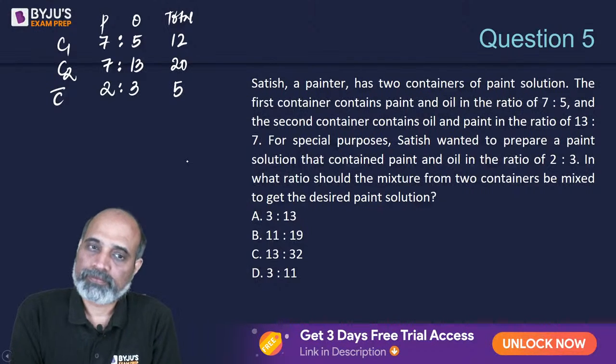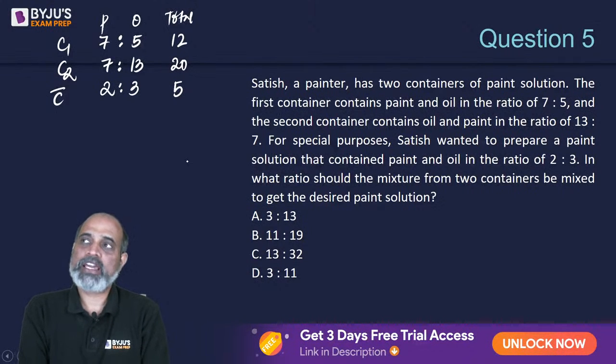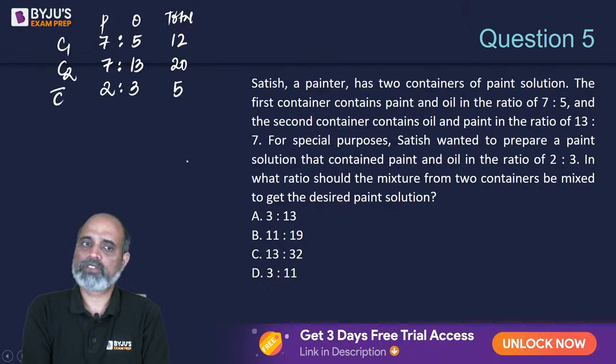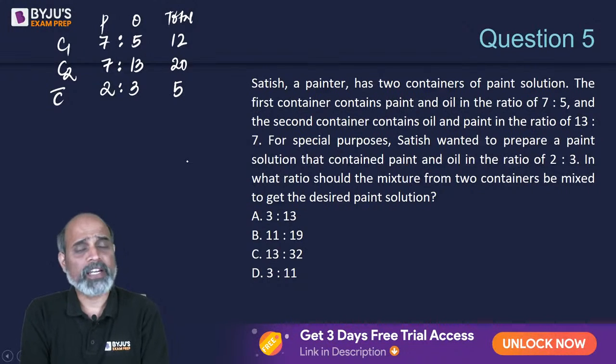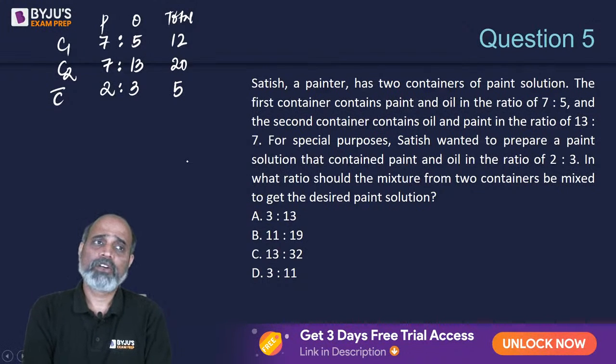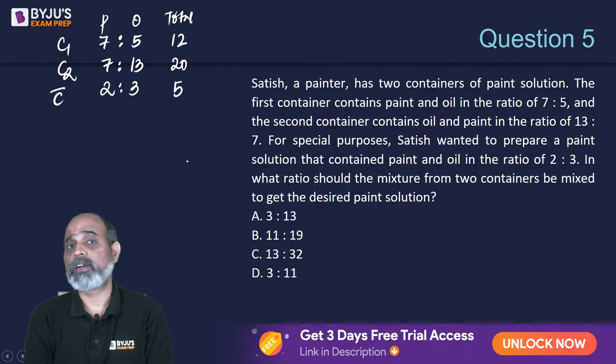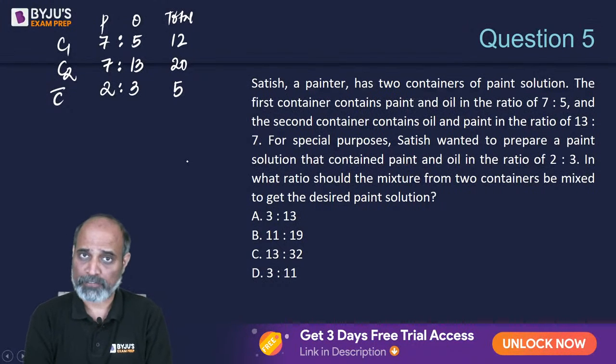So we can't add 12 and 20 directly, reason being that we don't know the ratio in which they are mixed, right? So that 12 gets multiplied with something, 20 gets multiplied with something, and that results in the overall average.